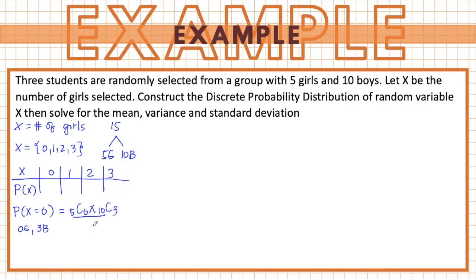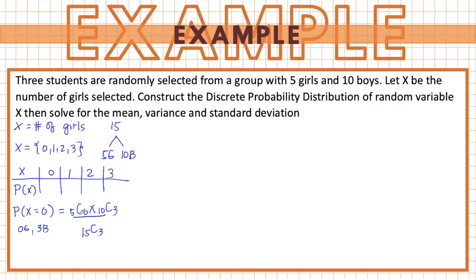And then, the number of all possible outcomes will be 15 choose 3. So, bakit 15 choose 3? Because the number of all possible outcomes is, kukuha tayo ng 3 estudyante dito sa 15 students. Okay? Which is the number of students in the group.